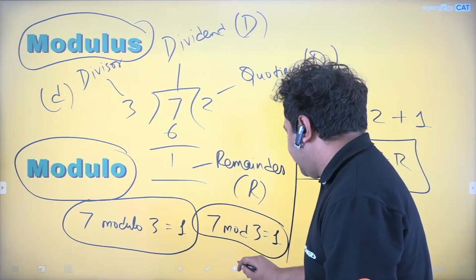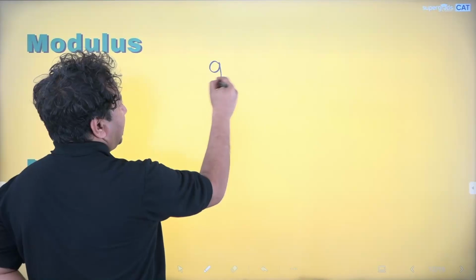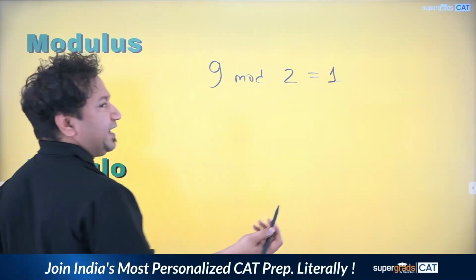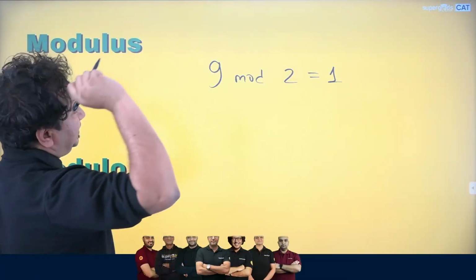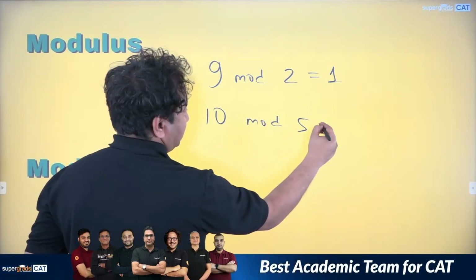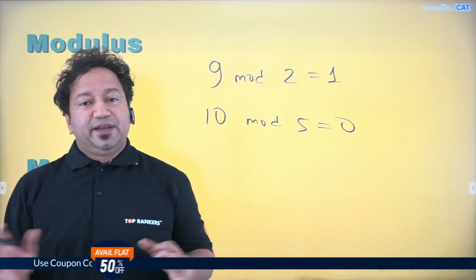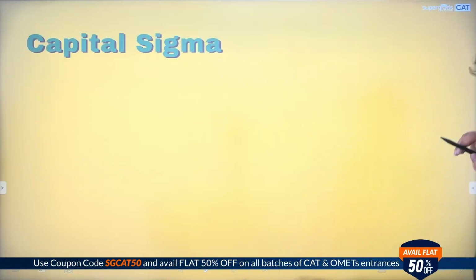Let us take some more examples of modulo. When I say 9 mod 2, the answer is 1. It means 9 when divided by 2 yields 1 as the remainder. 10 mod 5 will be equal to 0. Why? Because 10 is completely divisible by 5. There will be no remainder as such. Great. Now coming to the next one.